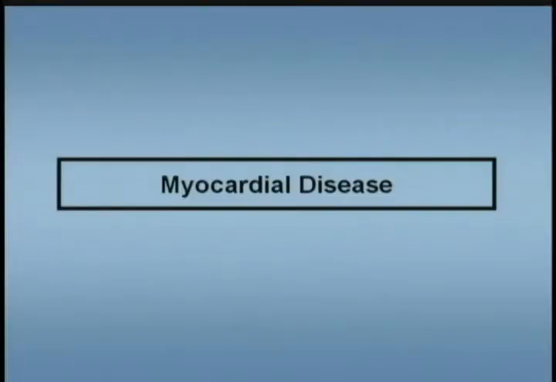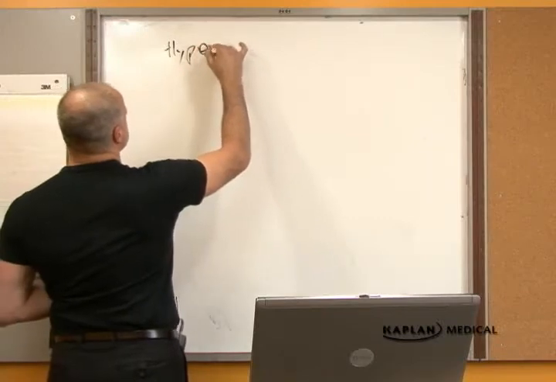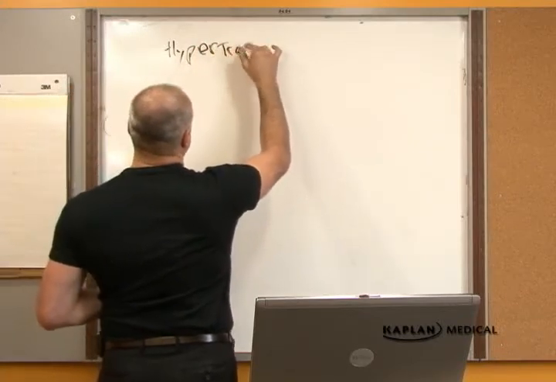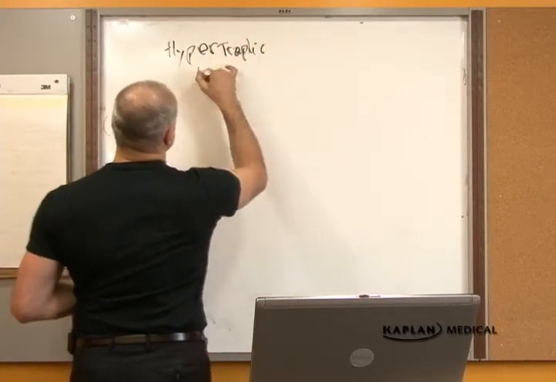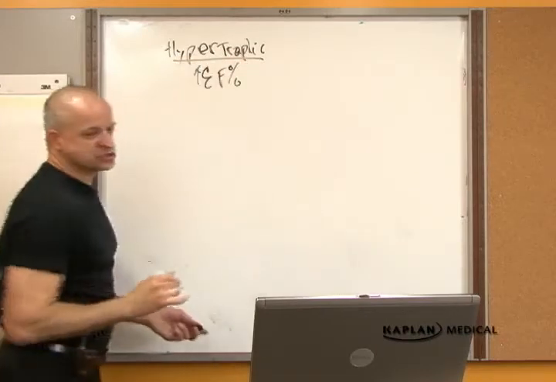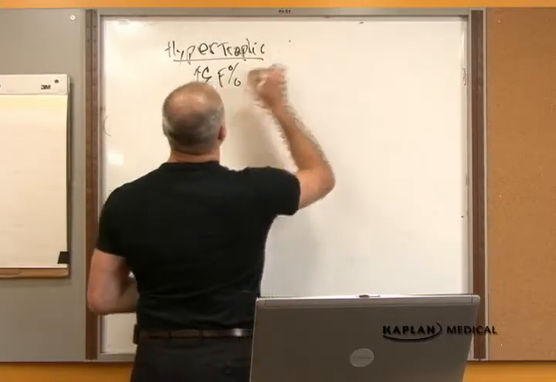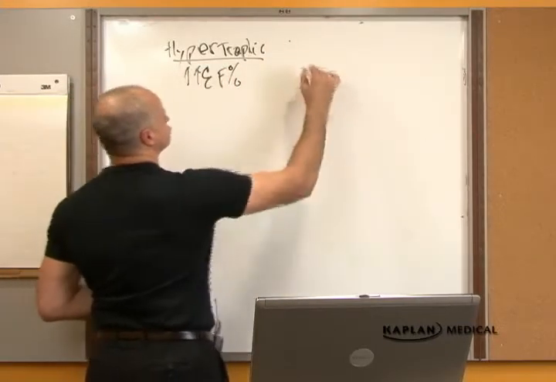Our next section is myocardial and pericardial diseases. Now, myocardial diseases means cardiomyopathies, and cardiomyopathies can be either hypertrophic, which means you have a high ejection fraction. You can contract, but you can't relax.